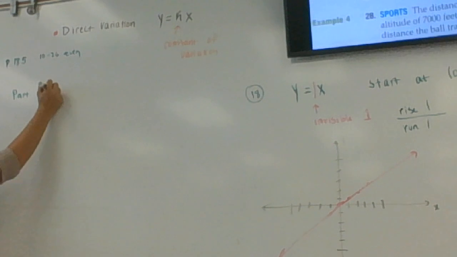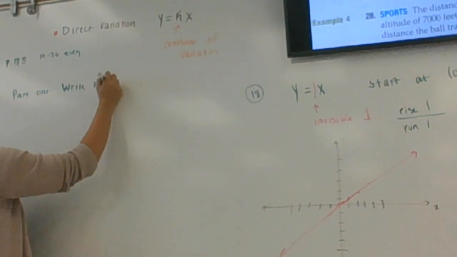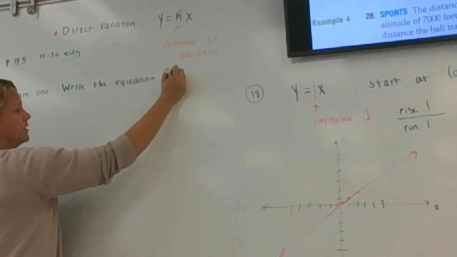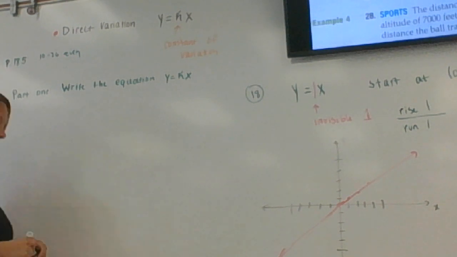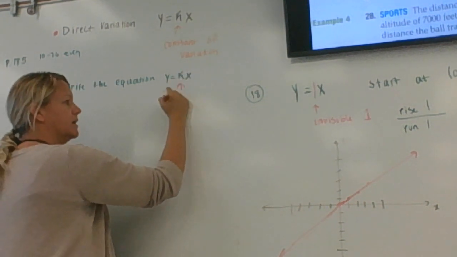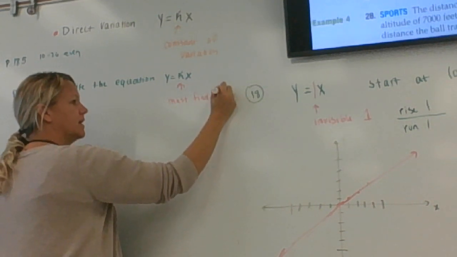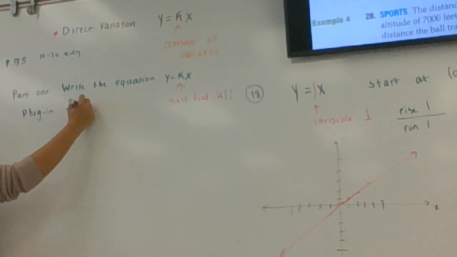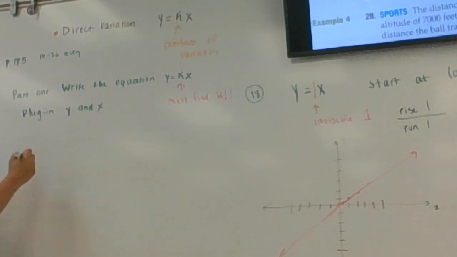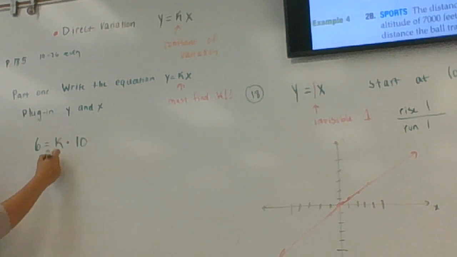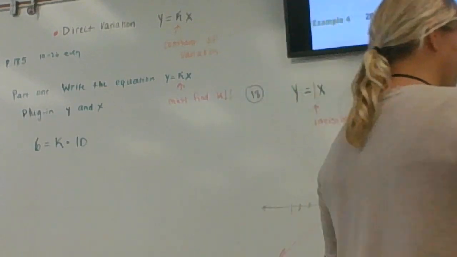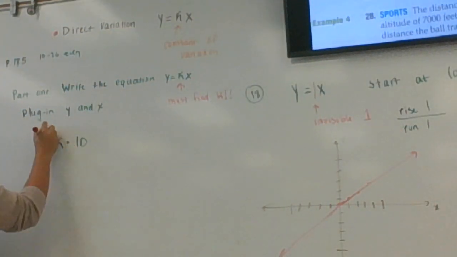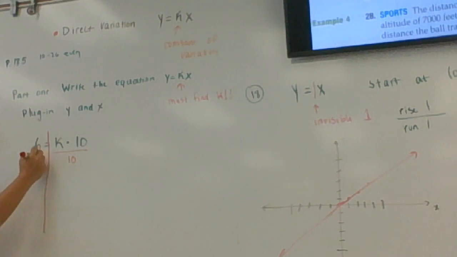Two-part problem. In order to write the equation, you must know k. K is the important number. We don't know it. We must find k. That's the work, is finding the k. So we're going to plug in the y and the x to find k. It says y is 6. We don't know k. X is 10. Solve for k. So put your line in. Opposite of multiplies. No, we're going to divide.